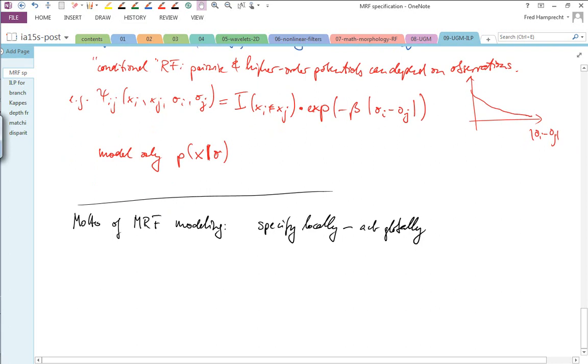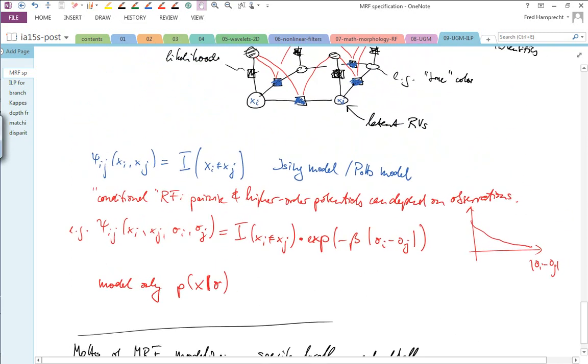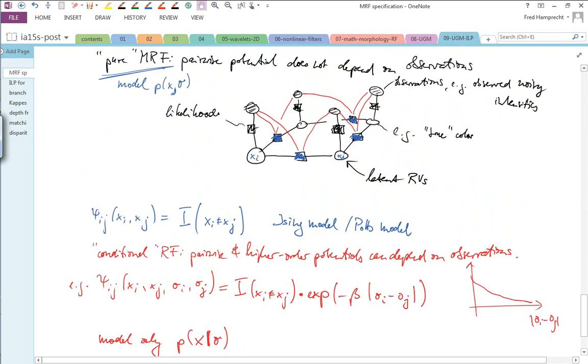And formally, it would be allowed to specify things not only locally. So, for example, I could have a random variable which I connect to all other random variables. Let's say, literally to all random variables. I could have that. Formally, this would still be a Markov random field, but it would be very non-sparse. So I would have here connections between everybody and everybody.